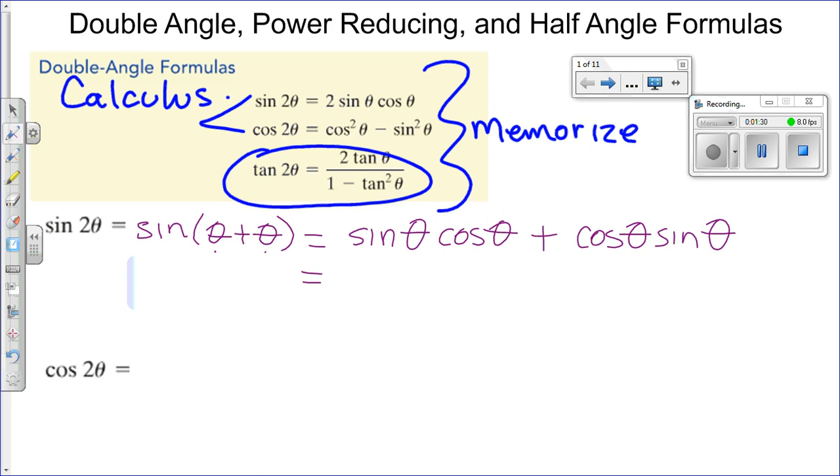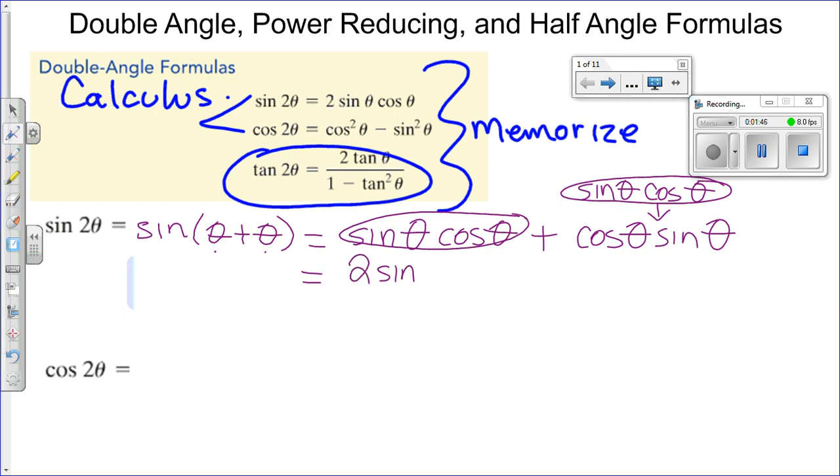If we use the commutative property and rewrite this one instead, sine theta first and cosine theta second, it will be exactly the same as this one, right? So we have two of those, so if we add them, we will have 2 times the sine of theta times the cosine of theta, which is this formula right here.